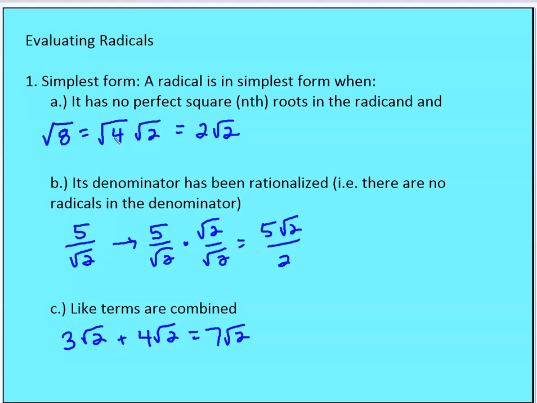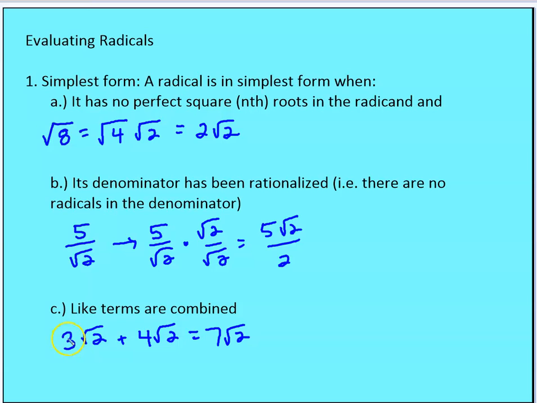Second, we need to rationalize the denominator, meaning I don't want any radicals in the denominator. You're going to cover this in pre-calculus, so we're not going to spend a lot of time here. We go through a process called rationalizing the denominator. And then like terms are combined. A like term would be the same base and the same index. In this case, we don't need to worry about the index with square root values because the index is 2.